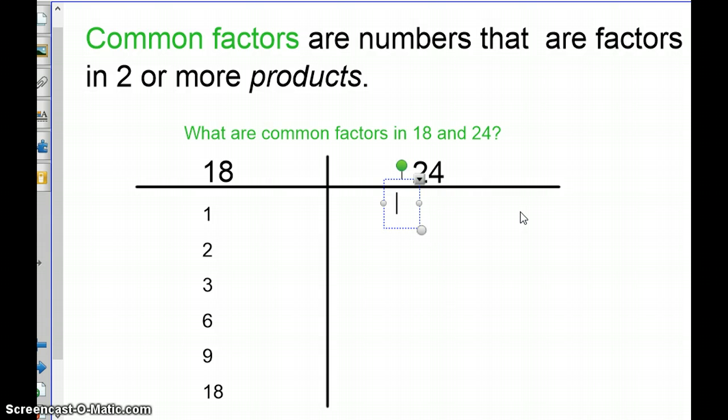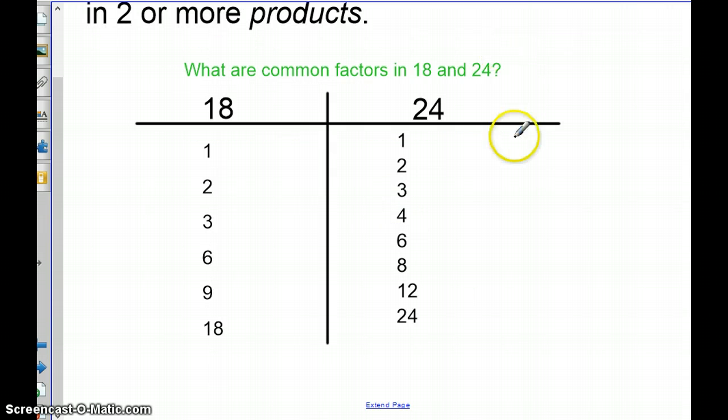So in order to find common factors, you have to list the factors of each number and then figure out which factors they both have. So for example, we want to find the common factors of 18 and 24. So we've already listed the factors of 18. Now we need to list the factors of 24. So here I've listed the factors of 24. I know 1 times 24 equals 24, 2 times 12 equals 24, 3 times 8, and 4 times 6.